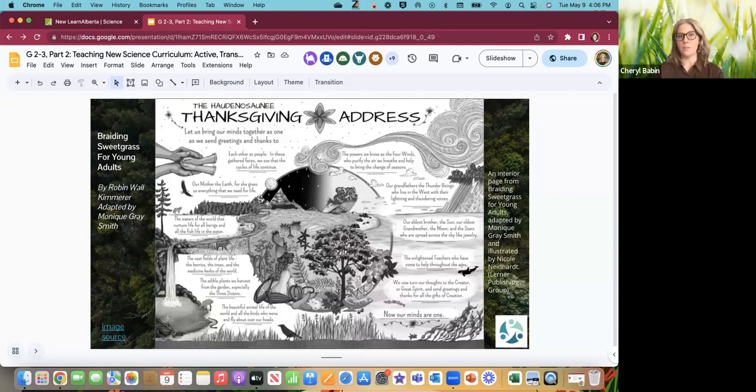The powers we know as the four winds who purify the airs that we breathe and help to bring the change of seasons. Our grandfathers, the thunder beings who live in the west with their lightning and thundering voices. Our eldest brother, the sun, our oldest grandmother, the moon, and the stars who are spread across the sky like jewelry. The enlightened teachers who have come to help throughout the ages. And we now turn our thoughts to the Creator, our Great Spirit, and send greetings and thanks for all of the gifts of creation. Now our minds are one.